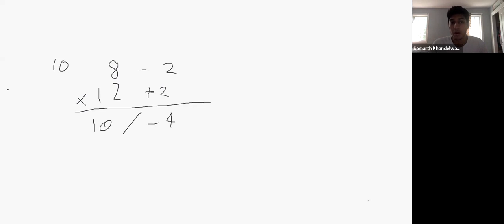However, we have a problem. This is minus 4. We don't want that. So what we do is a reverse carry. So we turn this into a 9, and we turn this into 10 minus 4 equals 6, 96.